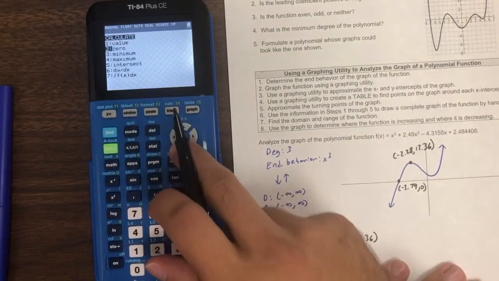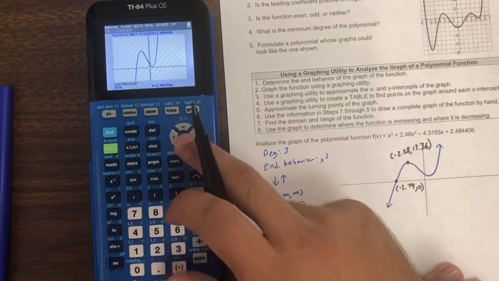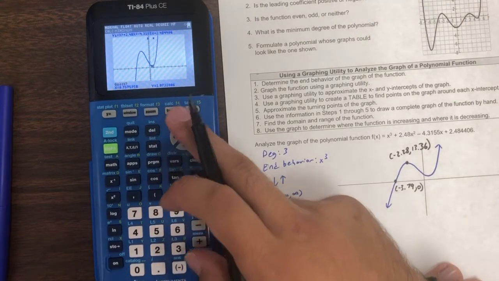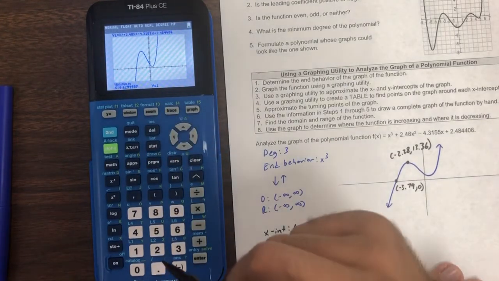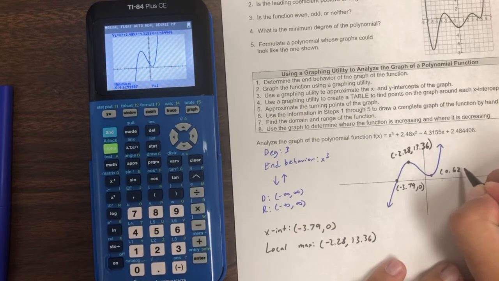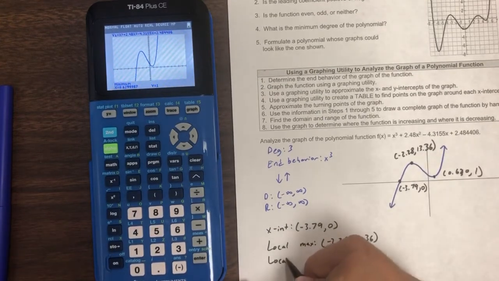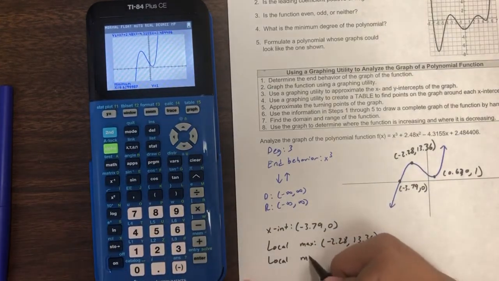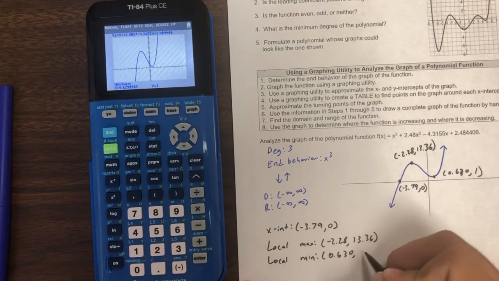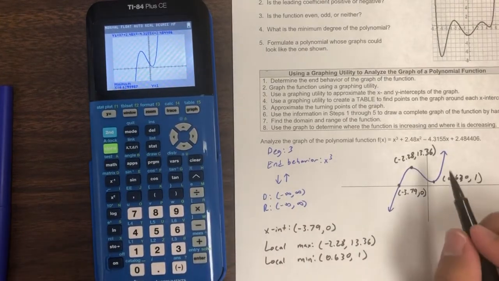So second calc, go to min. So the calculator steps for a local and an absolute max and min are the exact same. So min, left bound, right bound, and in the middle. So I get this minimum occurs at 0.630, comma 1. So I have a local min at 0.630, comma 1. All right. So that's my x-intercept, max, min.